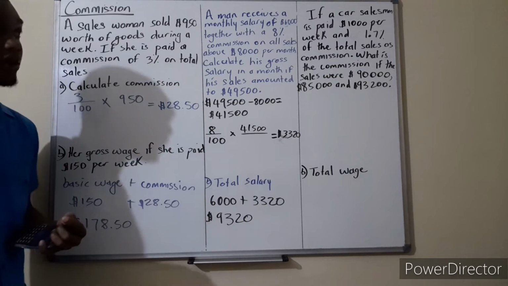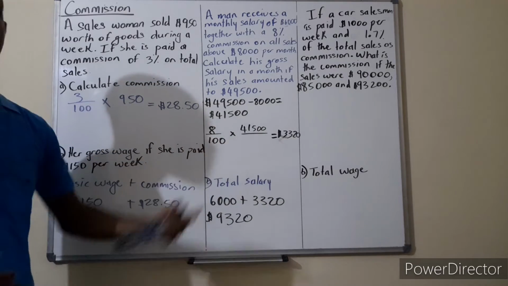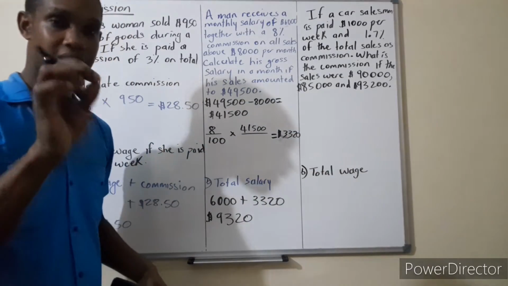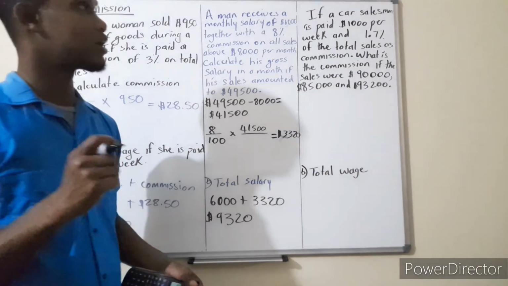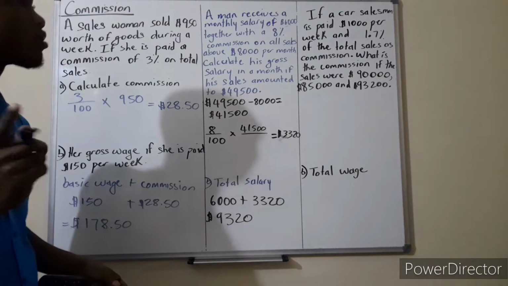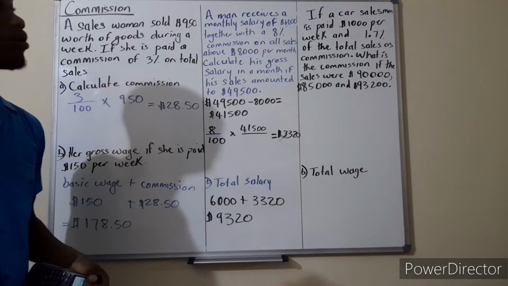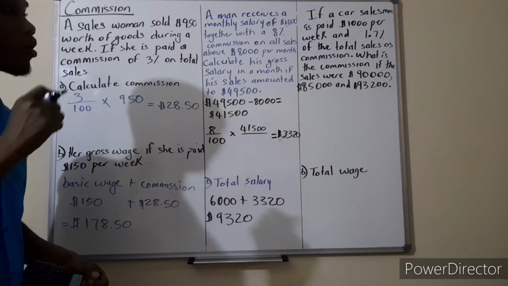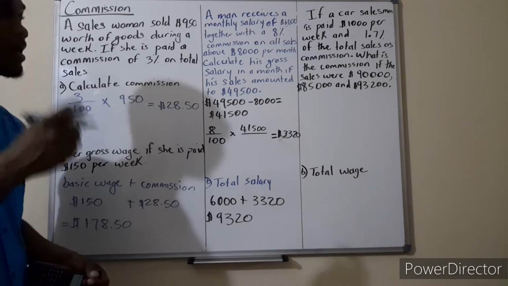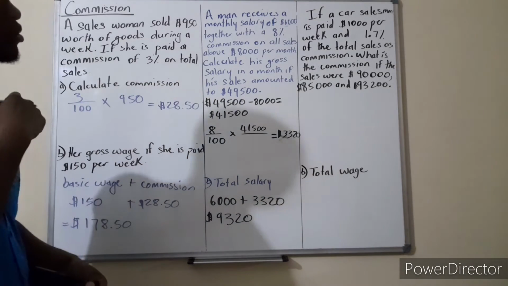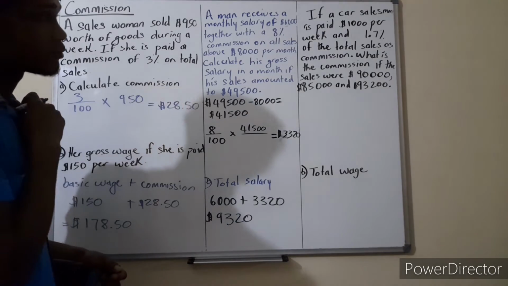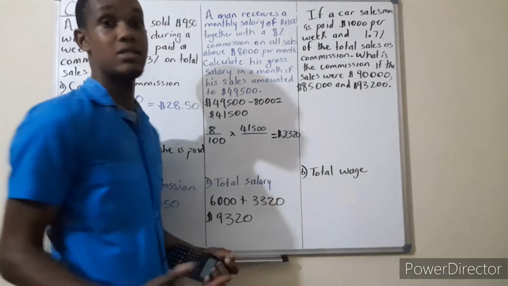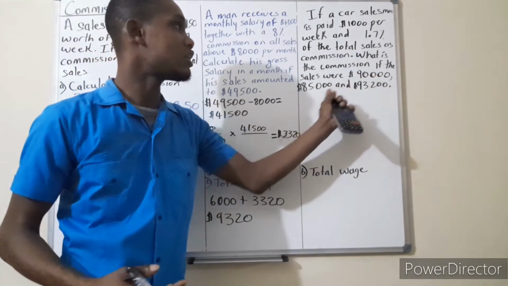So on this side, it's worked one way. This side is a slight difference with the first step. And this side now has a slight difference as well. So this says, if a car salesman is paid $1,000 per week and 1.7% of the total sales as commission, what is the commission if the sales were $90,000, $85,000, and $93,200? So first thing, you did not get the total sales, but you were given the things that were sold.